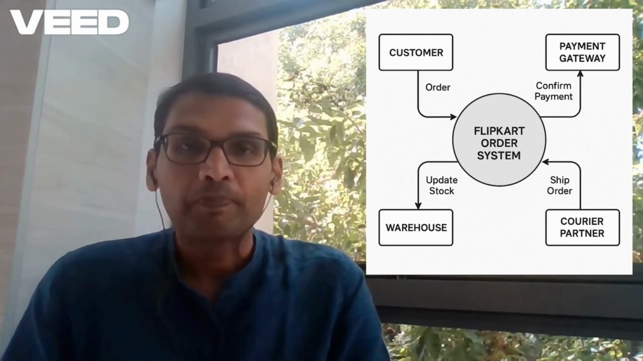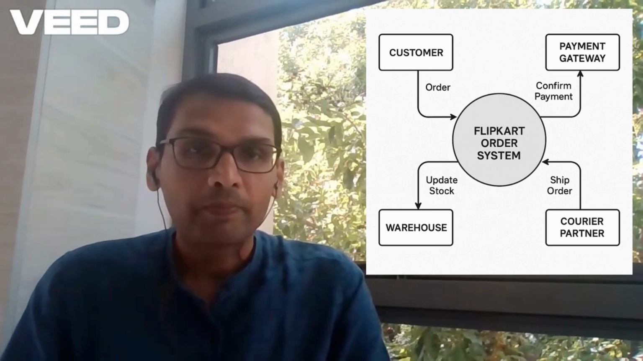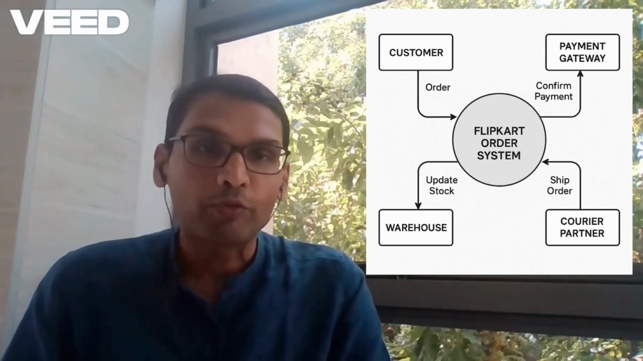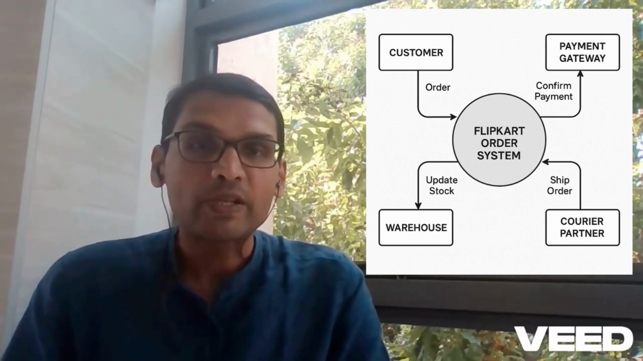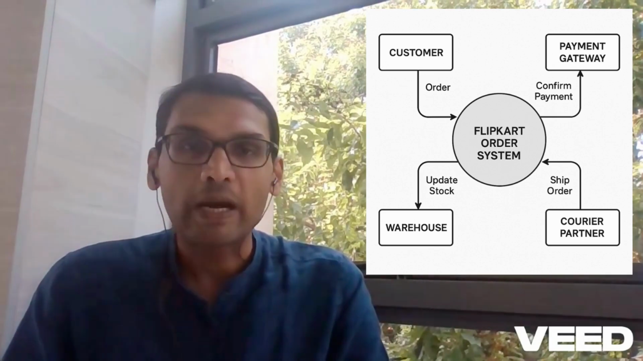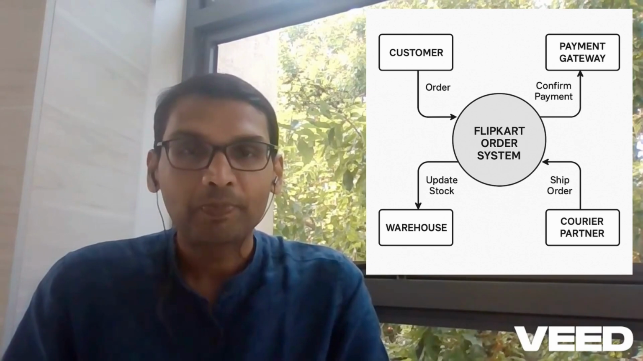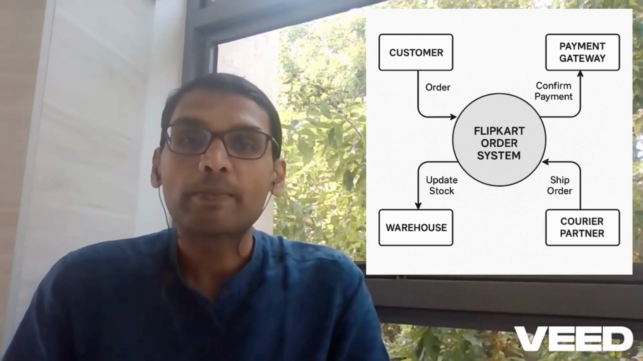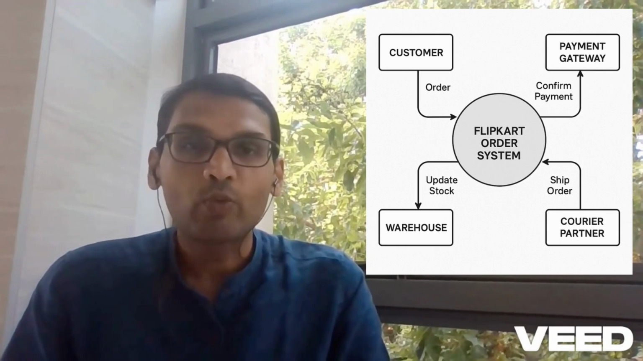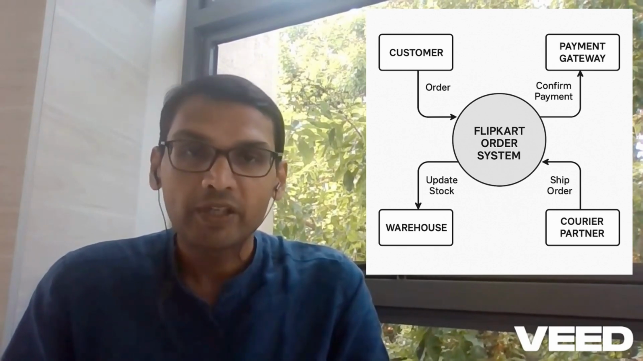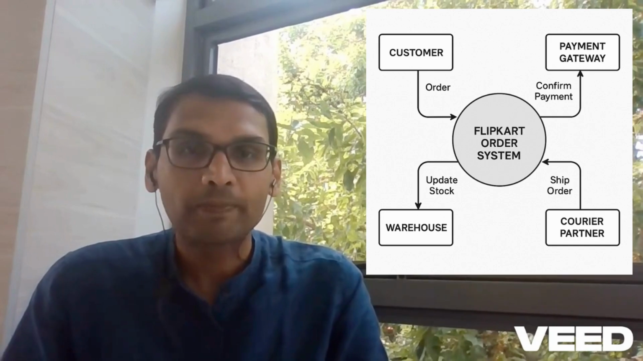The system sits in the middle. Arrows show the flow. Customers place orders, warehouses update stock, payment gateways confirm payments. The beauty of the context diagram is its simplicity. You don't see what happens inside yet, but you know the boundaries.